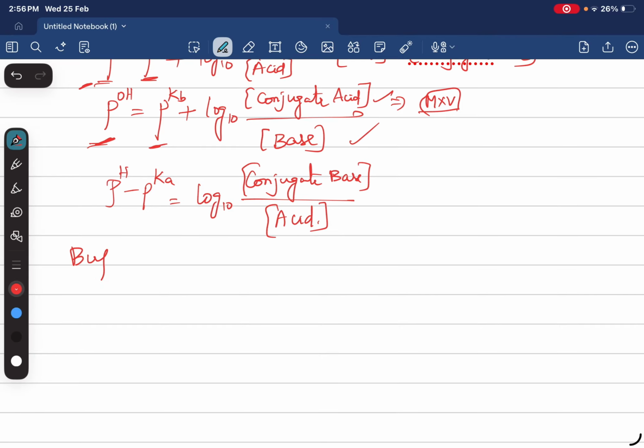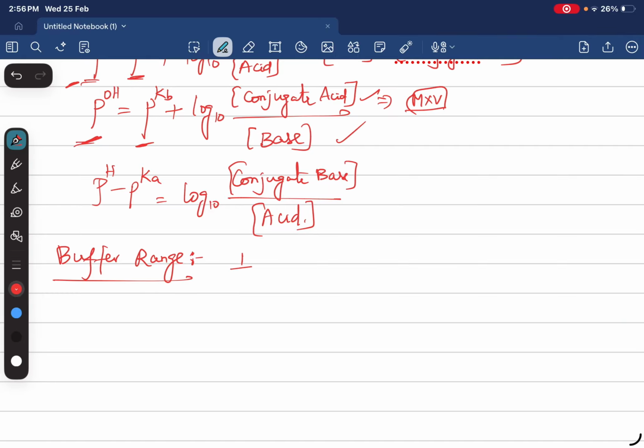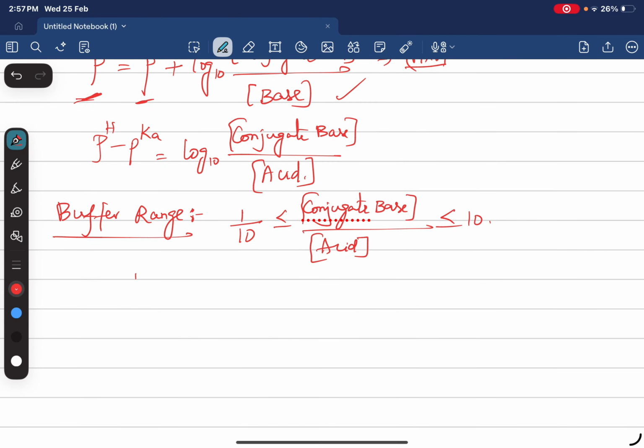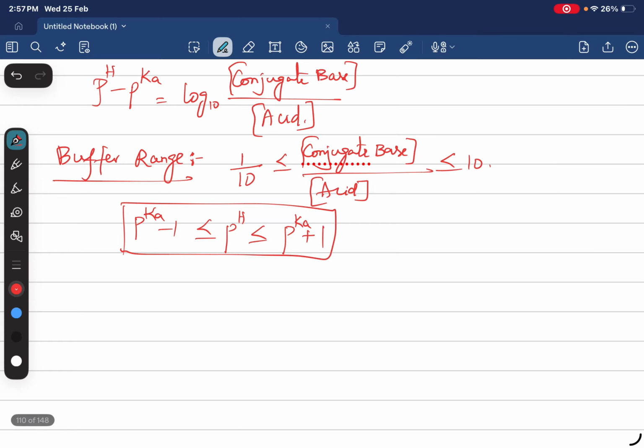Next one, buffer range. Most of the questions in this chapter are linked to buffer, along with solubility product and common ion effect. Buffer range is nothing but 1 by 10 less than or equal to conjugate base to acid, less than or equal to 10. So pKa minus 1 is less than or equal to pH, which is less than or equal to pKa plus 1. This is the buffer range. How well it controls or resists the pH of the solution.